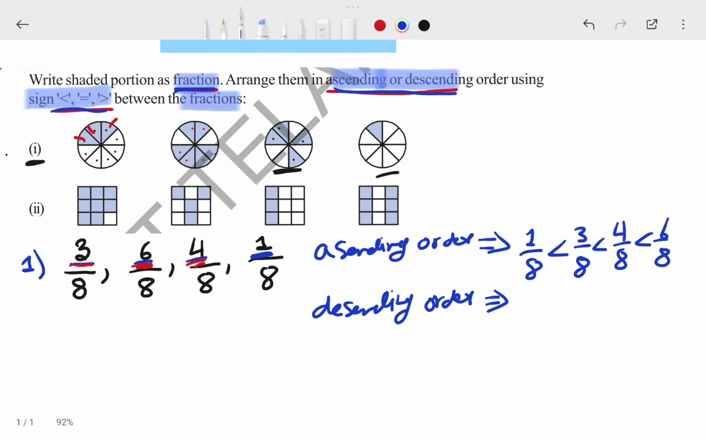Descending means we have to choose the greater number. Among 3, 6, 4 or 1, which is greater? Of course this number is greater. So write this one first of all, 6 by 8.